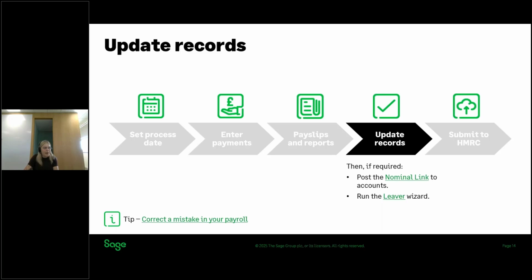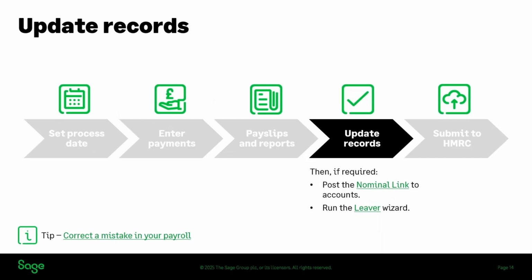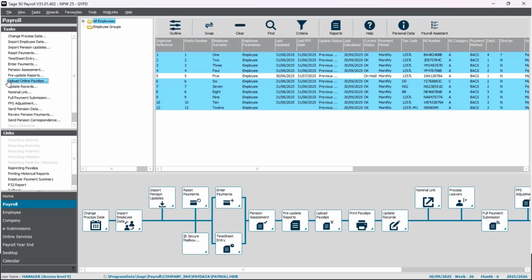Now, after you update your records, you might post a nominal link to your accounts if you use it, or if you've got any leavers for the period, you would do them at that point as well. So what we'll do, we'll jump back into payroll and we'll take a look at updating the records. And then we'll move on to the last steps and submit the FPS as well. So we've got all our pre-update reports saved and our pay slips uploaded. We can now go ahead and update our records.